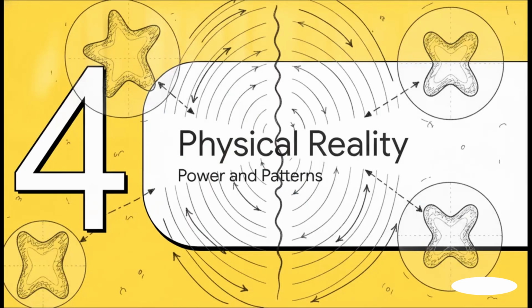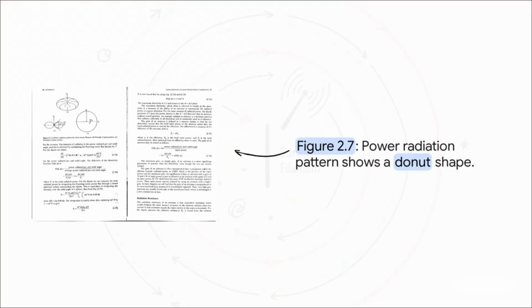Section 4. The physical reality: power, directivity, and patterns. So, where's all this power actually going? Well, it absolutely does not radiate in a perfect sphere. It actually forms a three-dimensional donut shape, a toroid. If you place the wire vertically along the z-axis, the radiation puffs out predominantly to the sides.